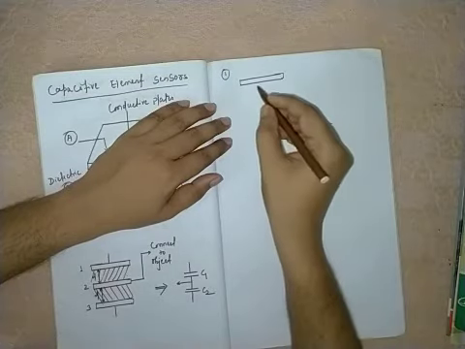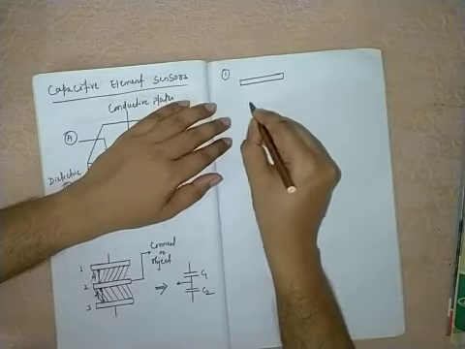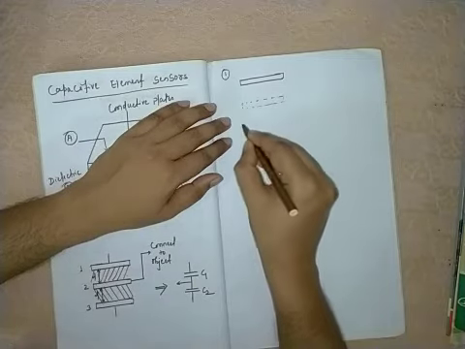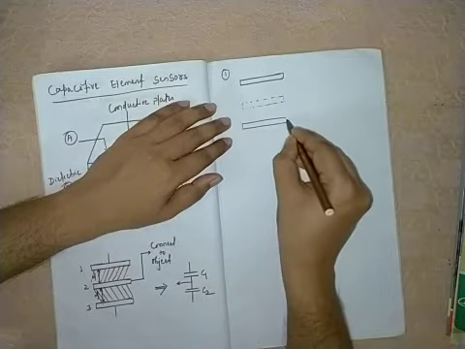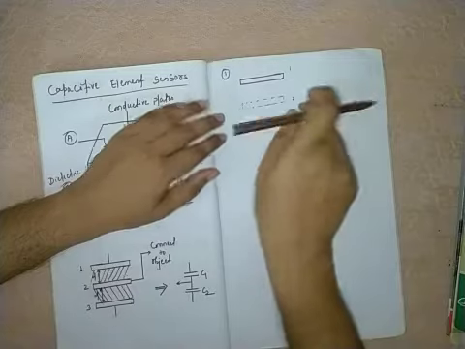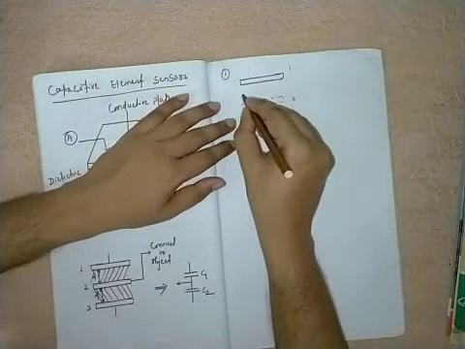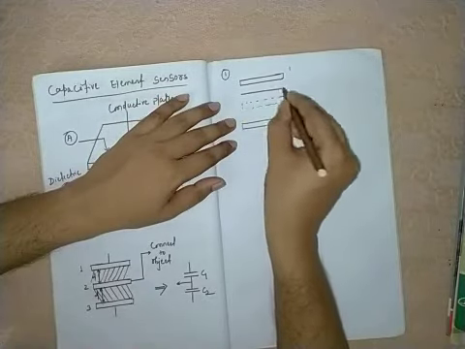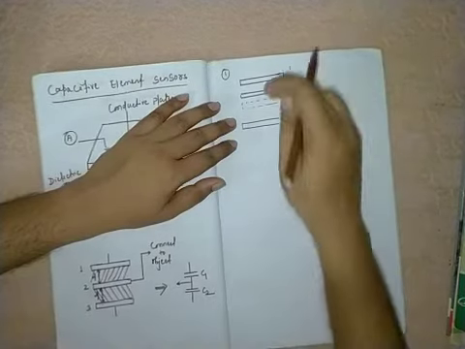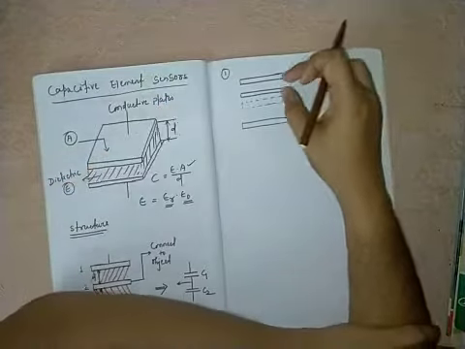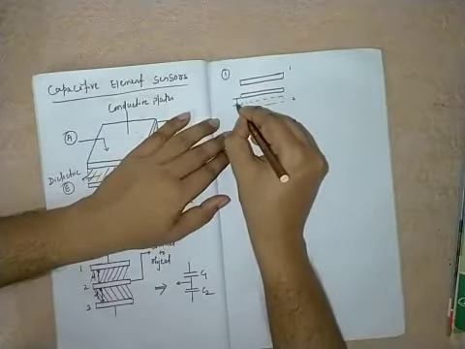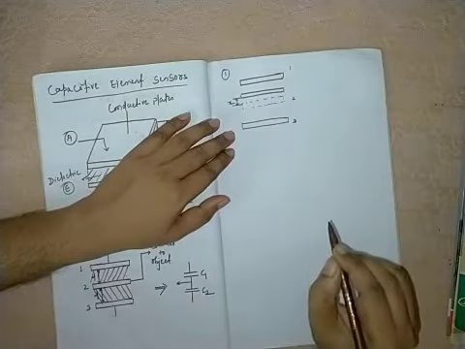So this is plate number 1. Let this be the initial position of plate number 2, and this is plate number 3. Plate number 1, plate number 2, plate number 3. Suppose this moves in the upward direction. Let the initial distances between plates 1 and 2, and 2 and 3, be D. Let it move upward by a distance x.